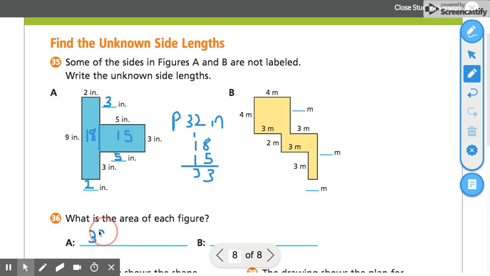And remember, I'm going to label it square inches. So that's how we can find the area and perimeter of a complex shape.